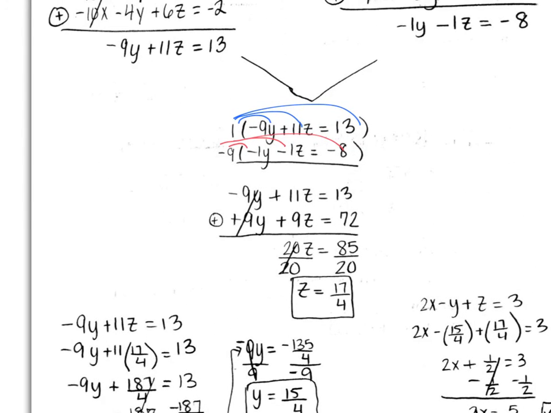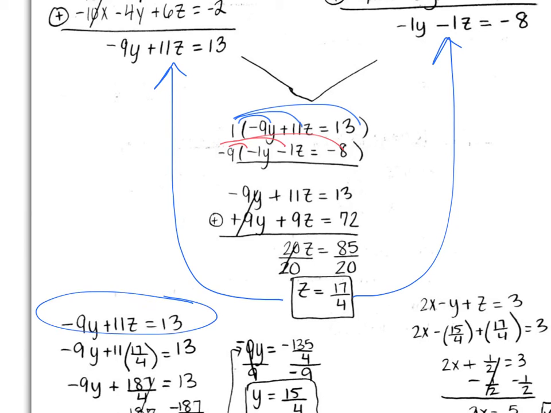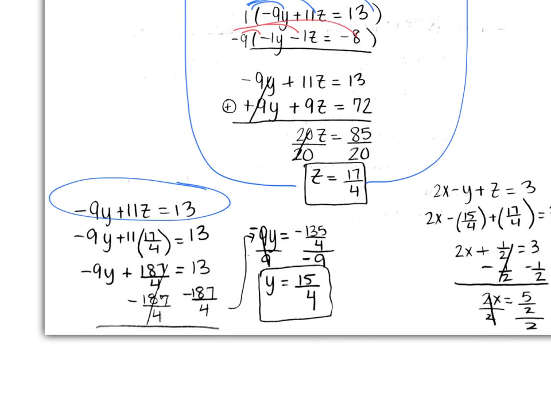Okay, now after I find 17 over 4, I have to plug that z value into one of these two equations from up here. I chose, I think, this equation, plugged in my z value, solved this equation and got a y value. So now y is 15 over 4.